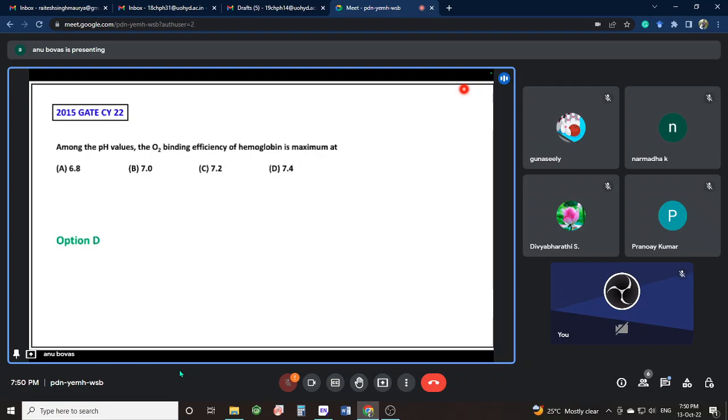So this can be asked. Cyanide is a poison just because hemoglobin has more affinity towards ligands like carbon monoxide, cyanide, etc., and that's why it is poison to us. More than oxygen, it has the ability to attach with carbon monoxide, PF3, cyanide and other ligands.